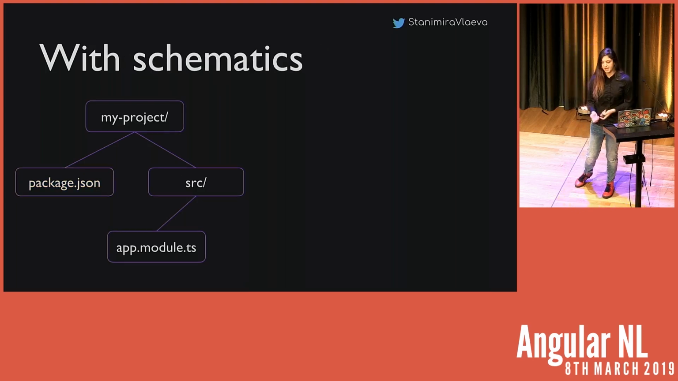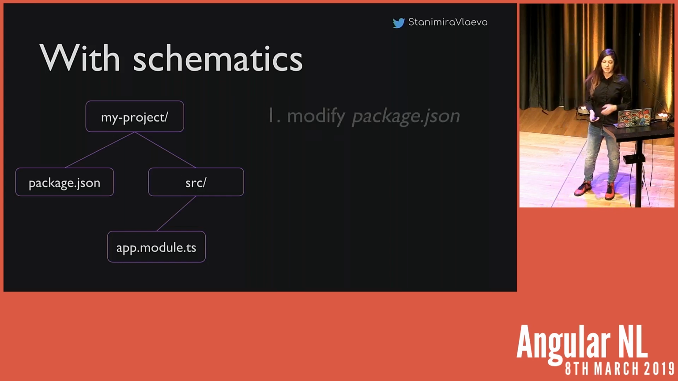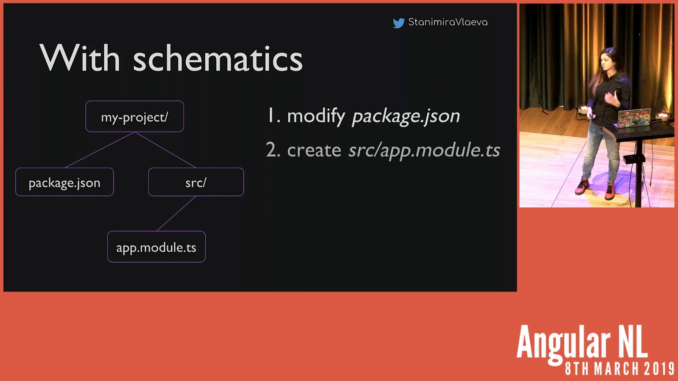And if you use schematics, you're basically working on an abstraction of the file system. So you're not directly modifying the file system, but what happens? We try to modify the package.json file. This creates an action in schematics. Then we try to create the app module file. This is another action in schematics.